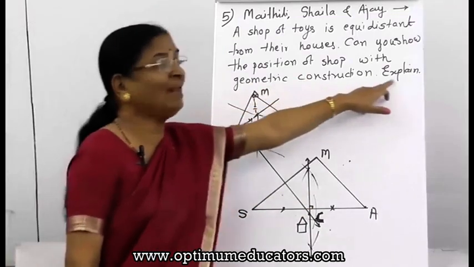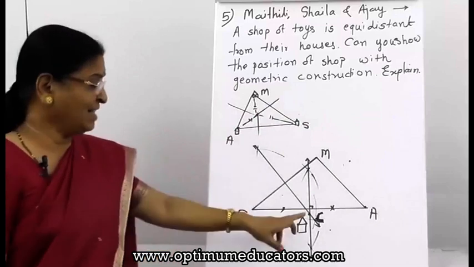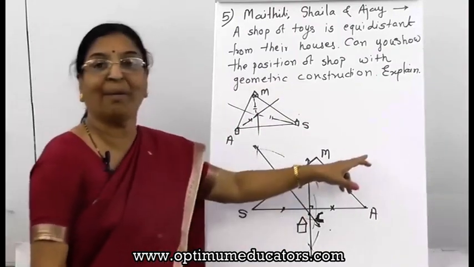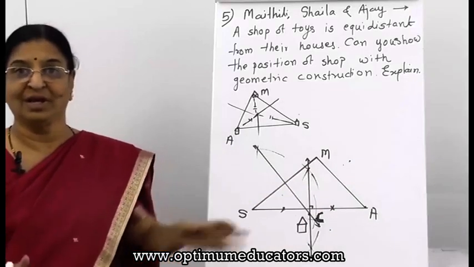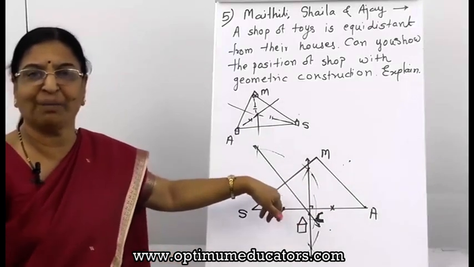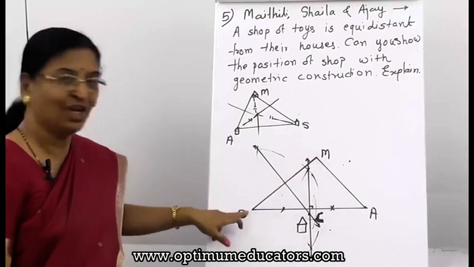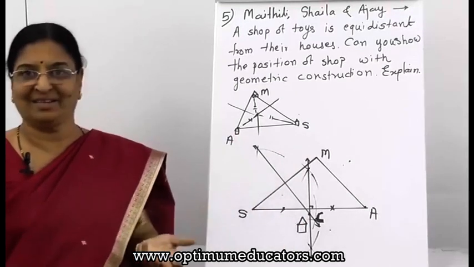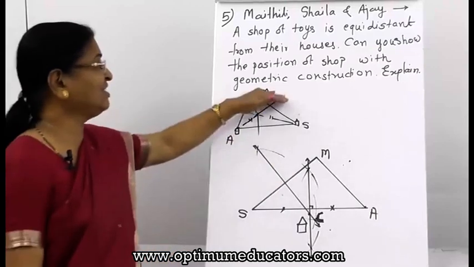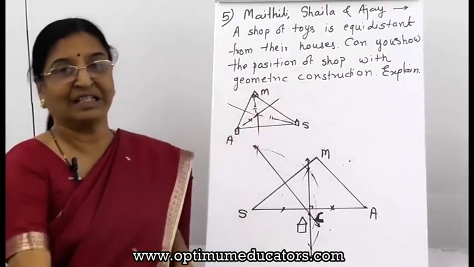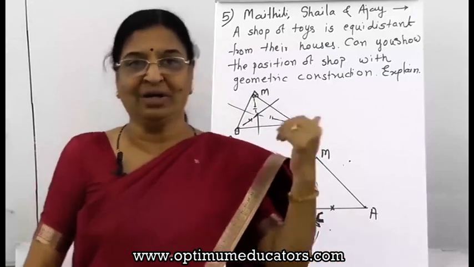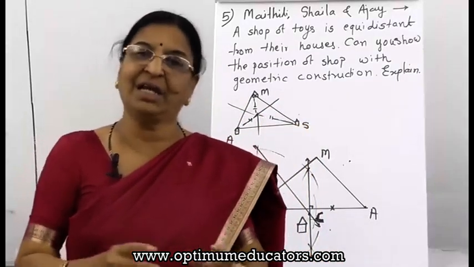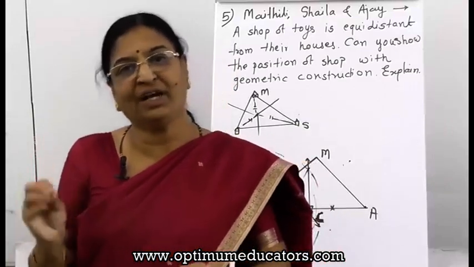So how will you explain it? The toy shop is on the perpendicular bisectors, that is, the roads. You are drawing the perpendicular bisectors of the roads joining their houses, and the point will be equidistant. And so this is how, by geometrical constructions, we find again the position of a point which is equidistant from three different points.